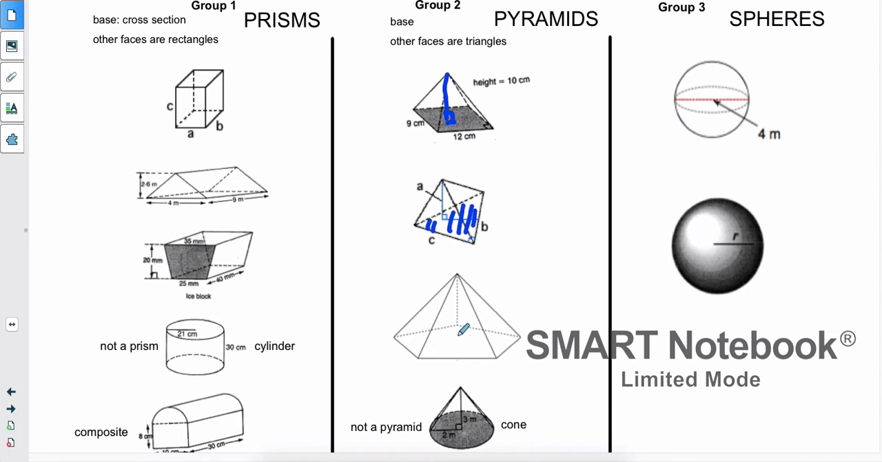There is a video that shows an experiment, and in this experiment you can see clearly that if you have a prism and a pyramid with exactly the same base and the same height, then the volume of the prism will be 3 times the volume of the pyramid. Alright, we are going to try and see how we can use this formula.